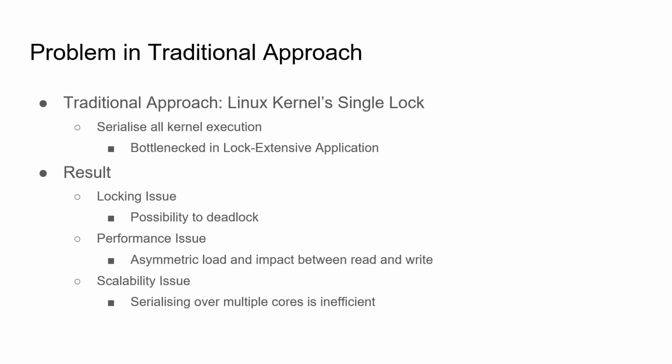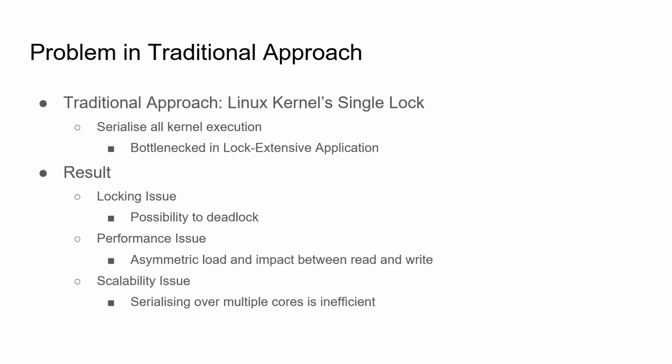In the past, when programming concurrent applications, concurrency at the kernel level was managed by a single lock provided by the Linux kernel, which serializes all execution, creating a bottleneck in lock-intensive programs such as server applications. This approach led to multiple issues, such as the locking issue. A single lock can lead to deadlock if we use a poor design.